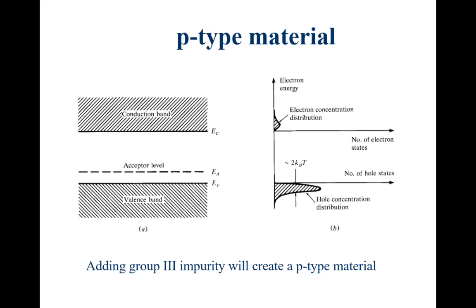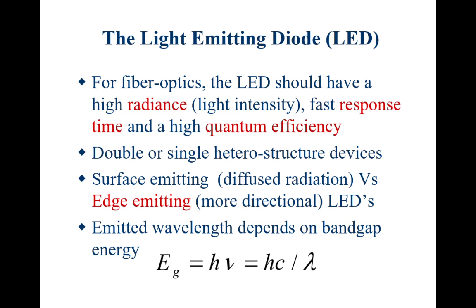Next is P-type material. P-type material has a conduction band with fewer electrons and a high number of holes, so it is called an acceptor. That acceptor level is called EA. Group 3 elements provide the acceptor part.